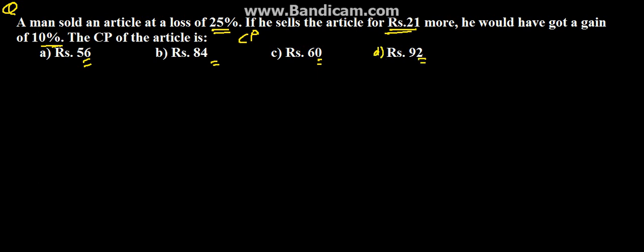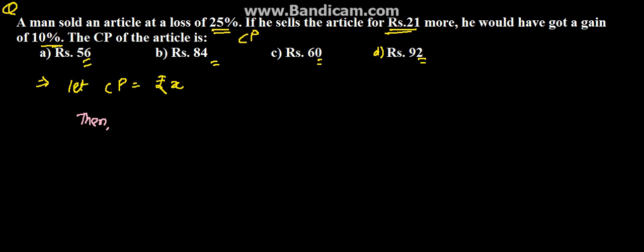So first in the solution we need to consider, let CP be equal to rupees X. So we have considered that let the cost price be X. Now we know that the difference between the gain and loss is 21 rupees. If he sells the article, he gets a loss of 25%, but if he sells the article for 21 rupees more, he gets a gain of 10%. So the difference between them is 21 rupees.